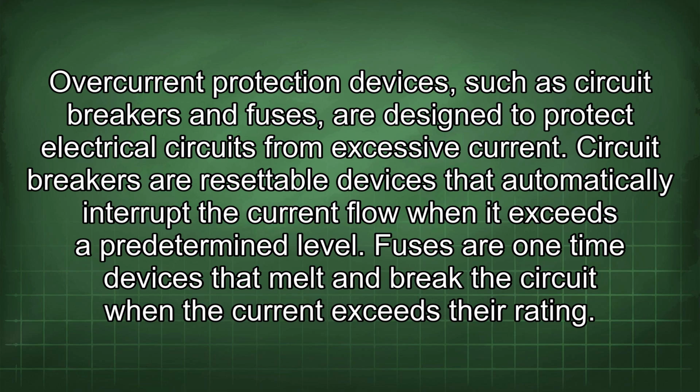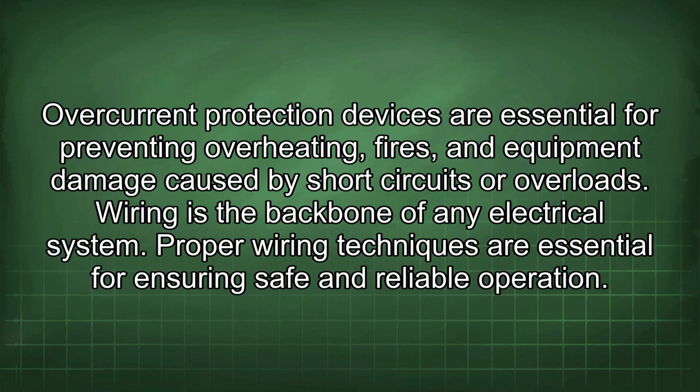Overcurrent protection devices, such as circuit breakers and fuses, are designed to protect electrical circuits from excessive current. Circuit breakers are resettable devices that automatically interrupt the current flow when it exceeds a predetermined level. Fuses are one-time devices that melt and break the circuit when the current exceeds their rating. Overcurrent protection devices are essential for preventing overheating, fires, and equipment damage caused by short circuits or overloads.